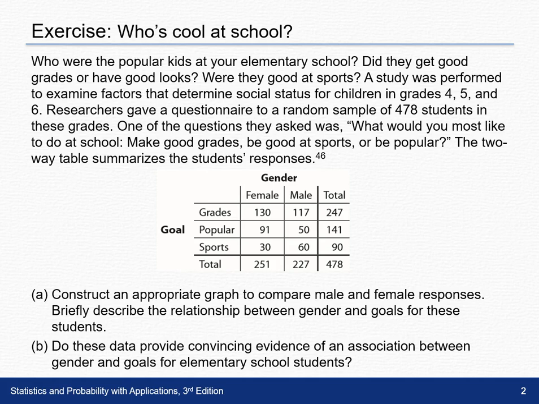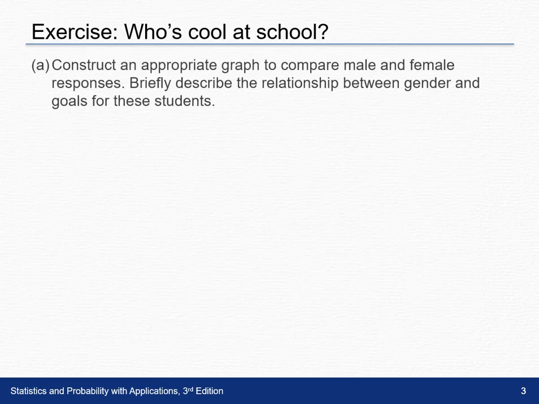The two-way table summarizes the students' responses. So they have their response to the question along with their gender. Construct an appropriate graph to compare male and female responses, briefly describe that relationship, and then in part B we're asked, do these data provide convincing evidence of an association? So we're going to look first at creating that graph. I'm going to use the applet for this.